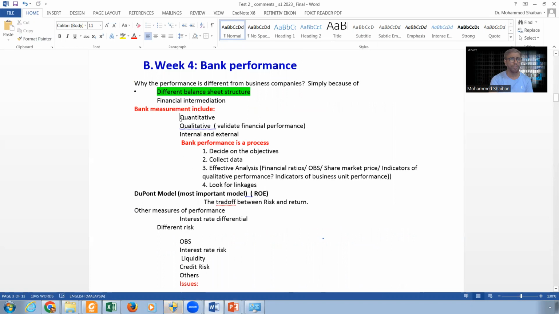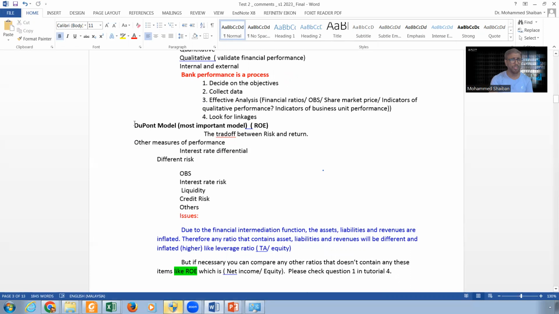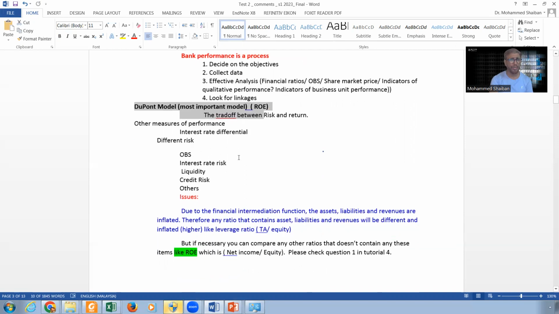The other thing, we talked about quantitative and qualitative, and we defined them. We also defined internal and external. If there is anything about this, it will be theoretical questions. This is the process, if you can look at it, but it's not really a huge issue. A huge issue is here, the DuPont model and how we calculate it. And actually, we have some questions discussed in the tutorial.